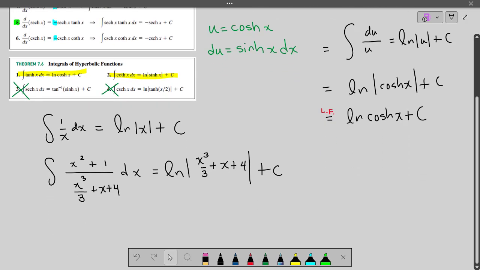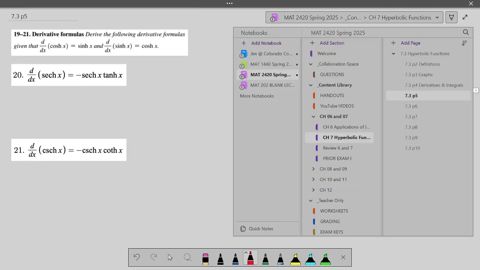So all of these, if you have some random one here, you can just put an LF there. It's log form, natural log of the denominator. So that's how you're going to get at those, the tanh and the cotanh. They are both in log form. So let's go to some others.